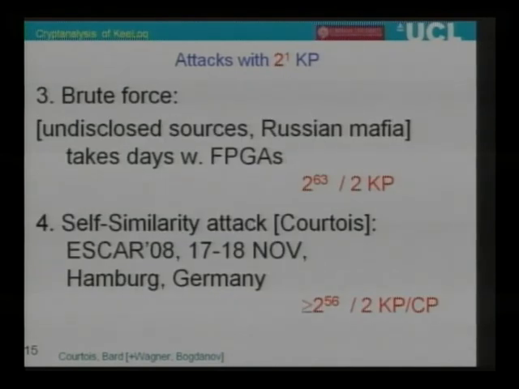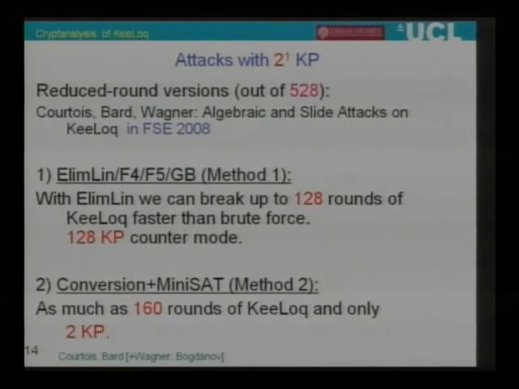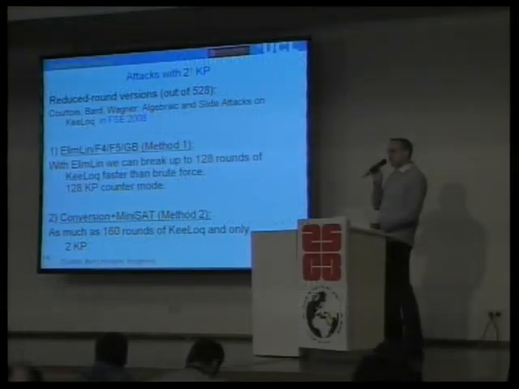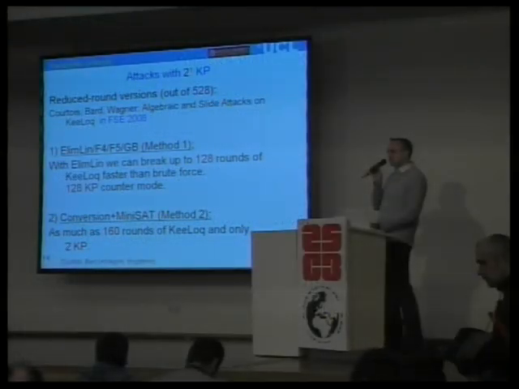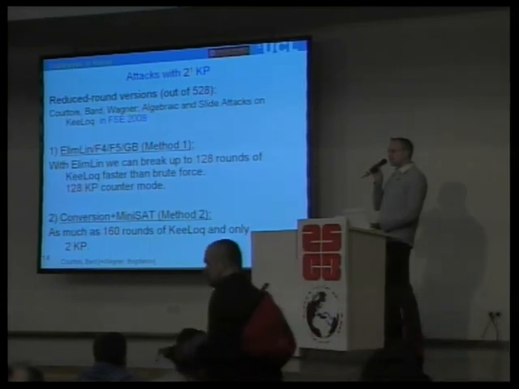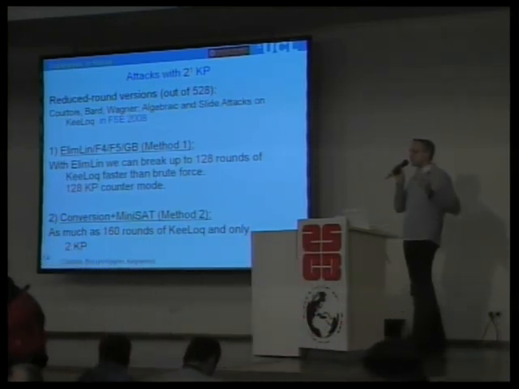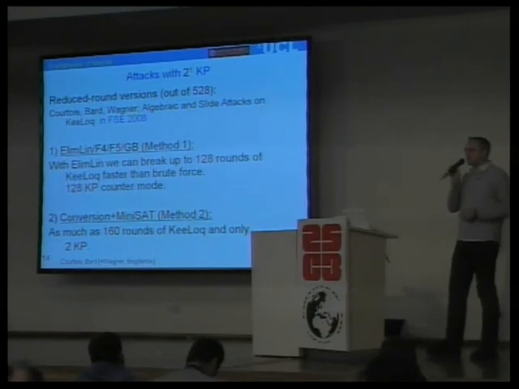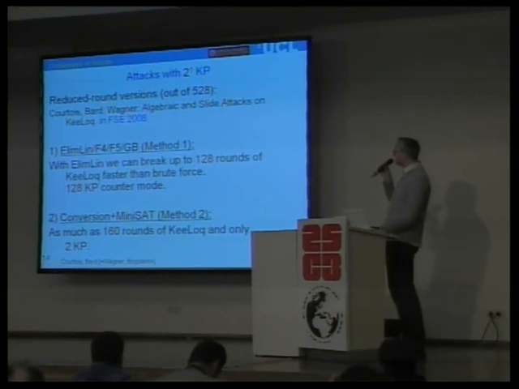I will really skip the attacks. There are attacks with Gröbner bases and MiniSat. Terribly smart beasts, these automated systems that break ciphers. Basically, almost any cipher that is simple enough is just broken by these things. Actually, up to 160 rounds of Keeloq can be broken directly just by running the software, and it's open source software.